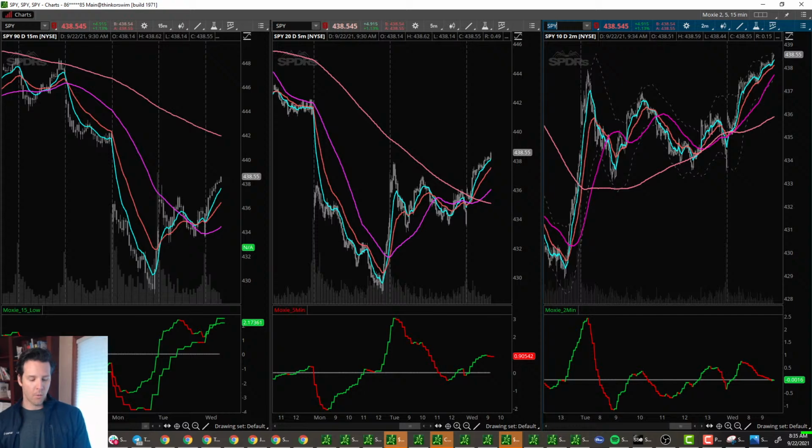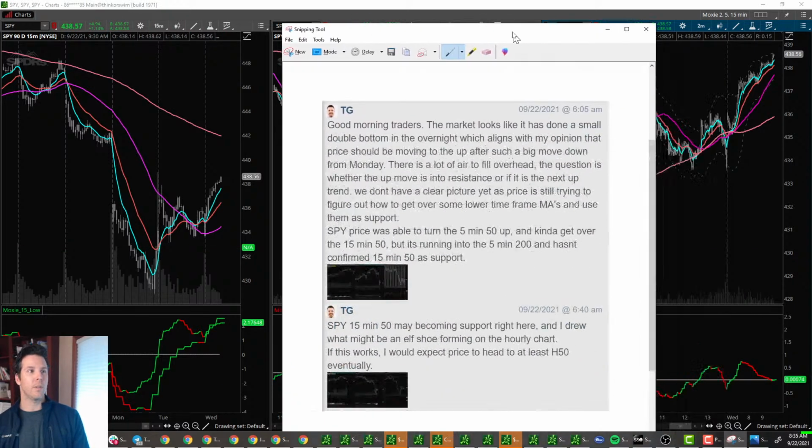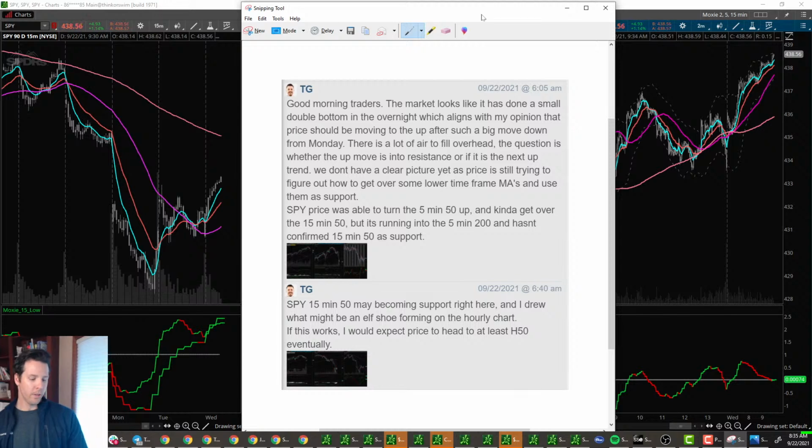But today, what I was looking for, and I'll show you this actually. This was a screenshot this morning about some of the moves that I was looking at in the market. So this is actually from the Moxie indicator group. And what I was talking about was that, after such a big move down, we're pretty much going to be moving to the upside. There's a lot of air to fill on the upside.